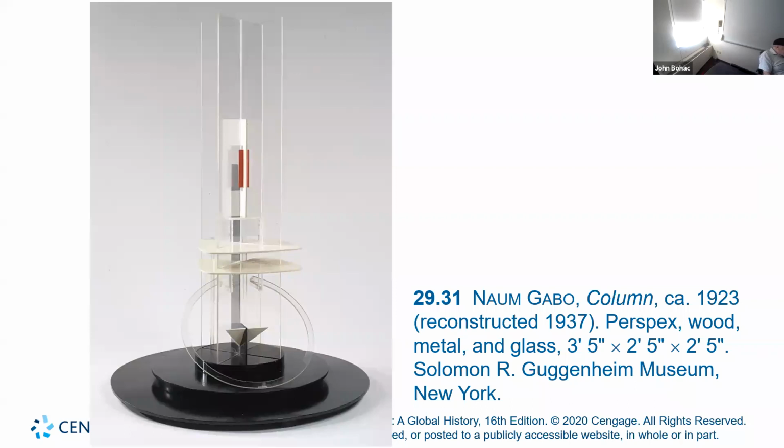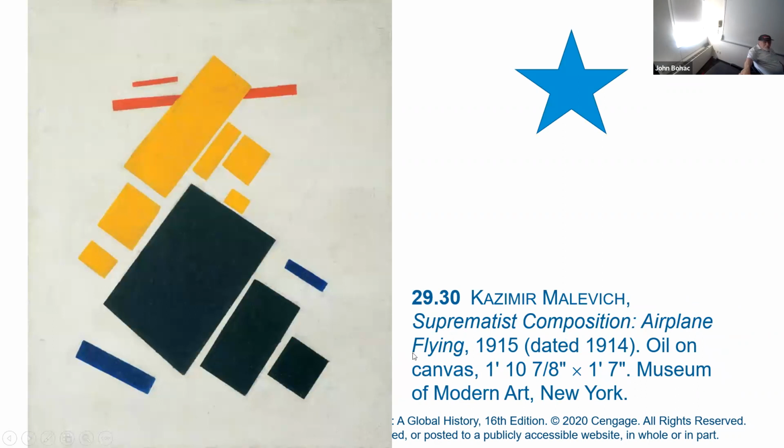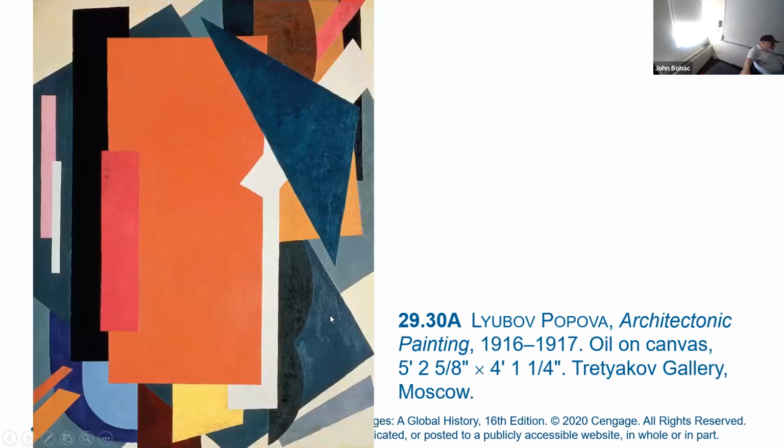In that, the paintings themselves, in some ways, lost some of their autonomy. And they were doing things that were non-referential, that didn't refer to anything else except itself. They were not quite there yet, because he still calls this a column, architectonic painting, airplane flying, but they're getting really close to this idea of total abstraction.